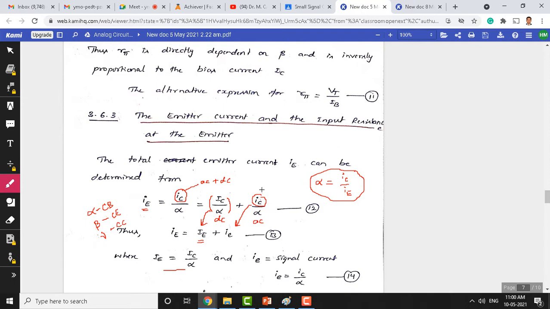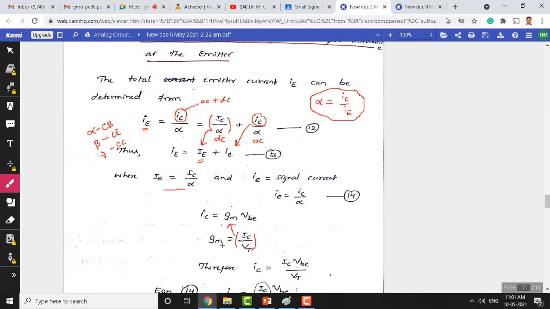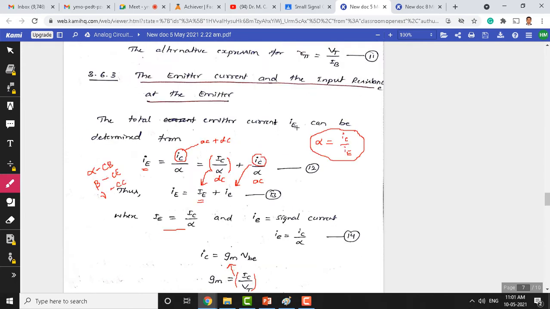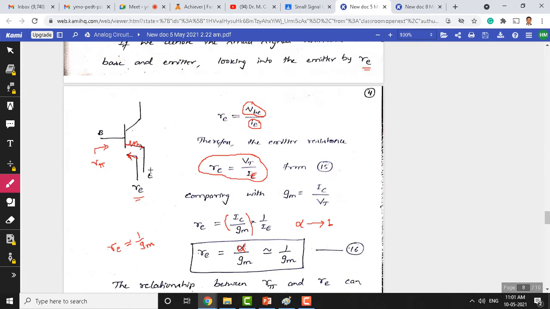The other resistance which is equally important is the emitter resistance. Here also we first derived an expression for the emitter current using both AC and DC components. Then, using the emitter current expression, we derived the expression for the input resistance at the emitter. R pi and RE, where RE is the emitter resistance, appear to be similar, but look here.